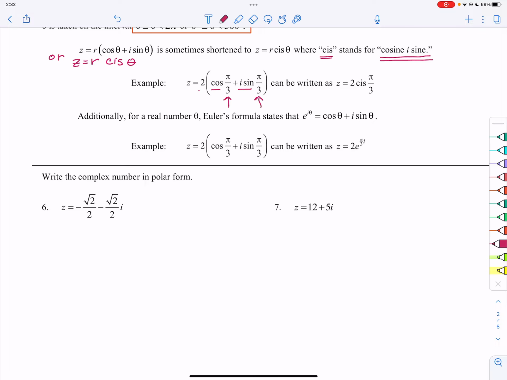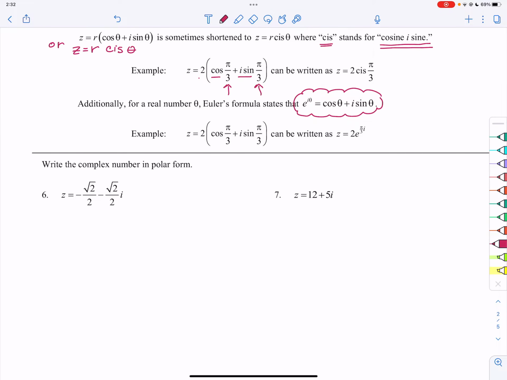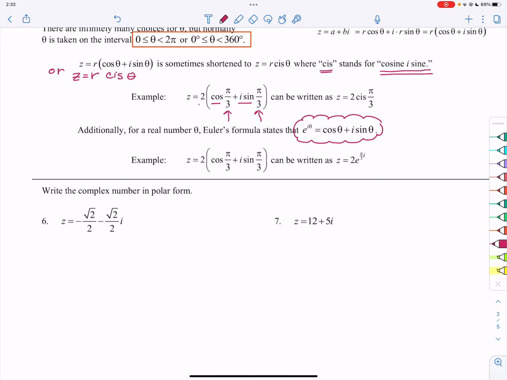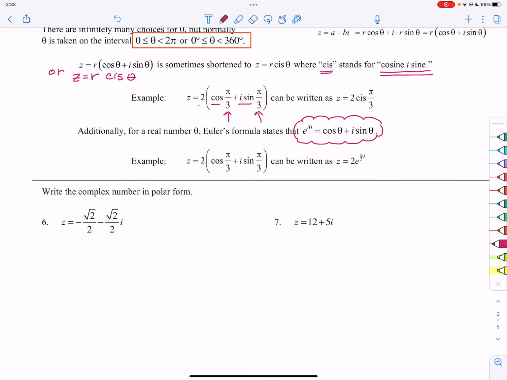Additionally, for a real number theta, Euler's formula states that e to the i theta is equal to the cosine of theta plus i sine of theta. So for example, we can write z equals 2 cosine pi over 3 plus i sine pi over 3. We can just write this as 2e to the pi over 3 i.